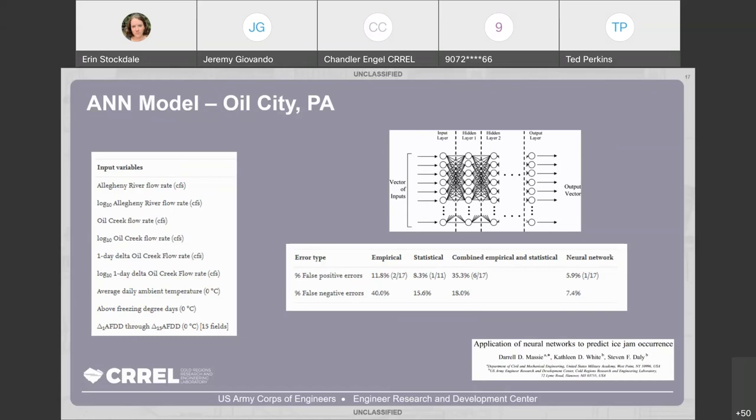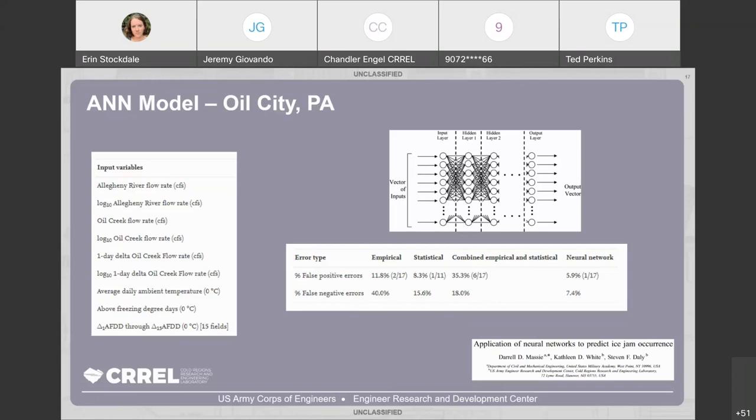And it's using flow rate as an input, transformed in a number of ways. You can see the input variables here on the left. So we've got flow rate on the Allegheny River as an input variable, the log of that flow rate. We've also got the flow rate on Oil Creek and a log transformation of Oil Creek, and then some input variables based on the change in flow on Oil Creek, as well as the average daily temperature and the temperature above freezing degree days, and then some collection of accumulated freezing degree days based on different windows of time.